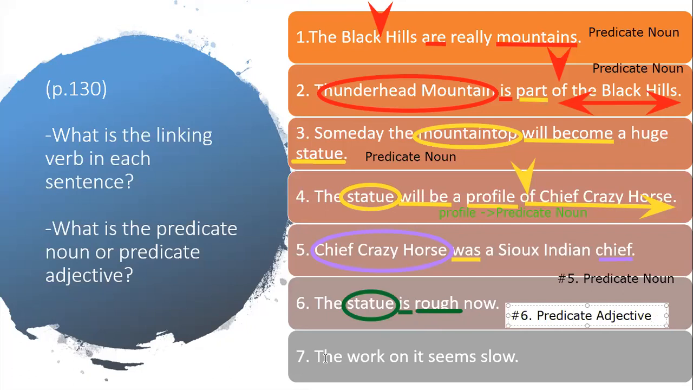Okay. So number 7, the work on it seems slow. So we immediately identify the verb. What is the verb in this sentence?